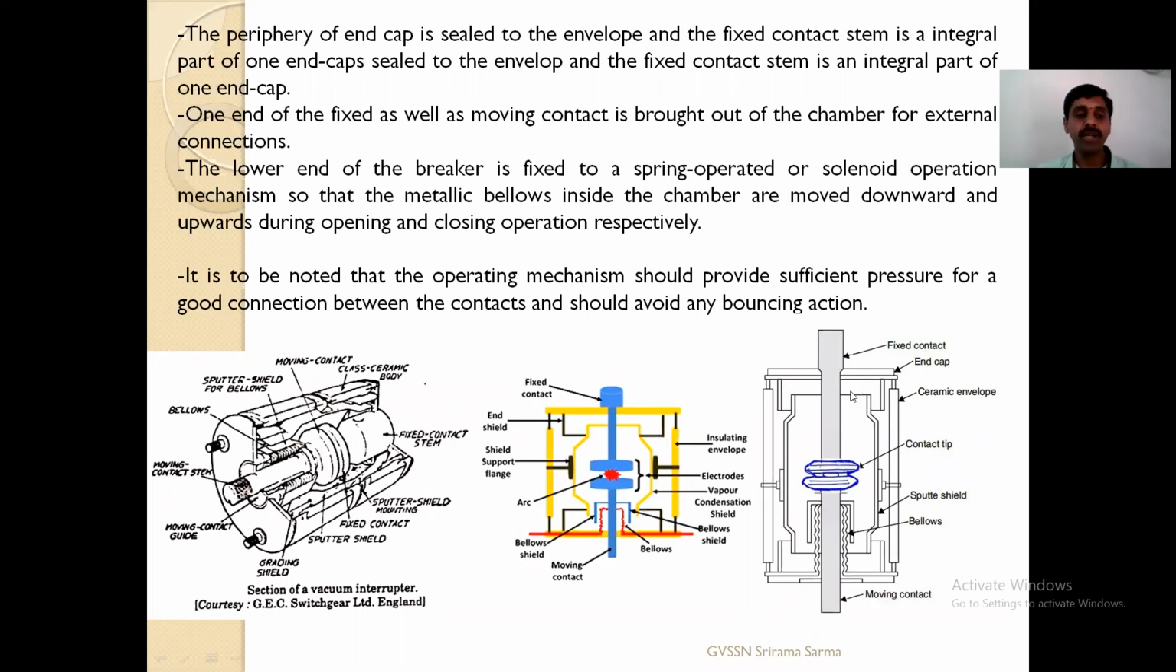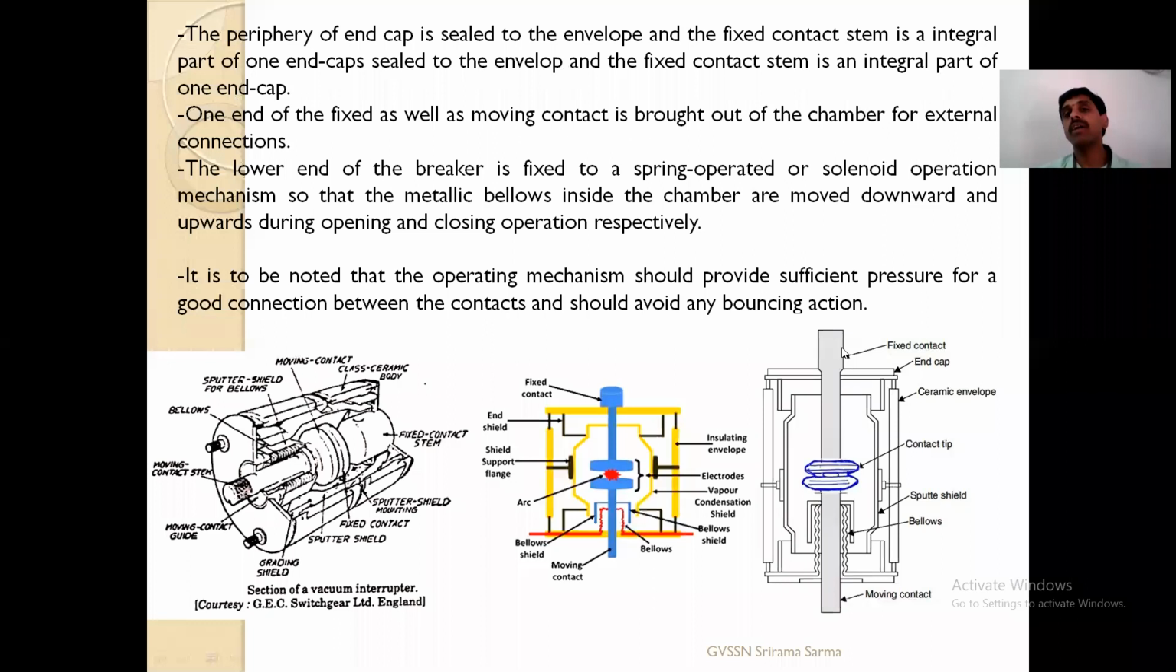This means if you take some cap, something is kept on that. This is the fixed contact, and this is the cap. So if you open the cap, this fixed contact also opens along with that. So that is an integral part. One end cap is sealed to the envelope, and the fixed contact stem is an integral part of the end cap. One end of the fixed as well as the moving contact is brought out of the chamber.